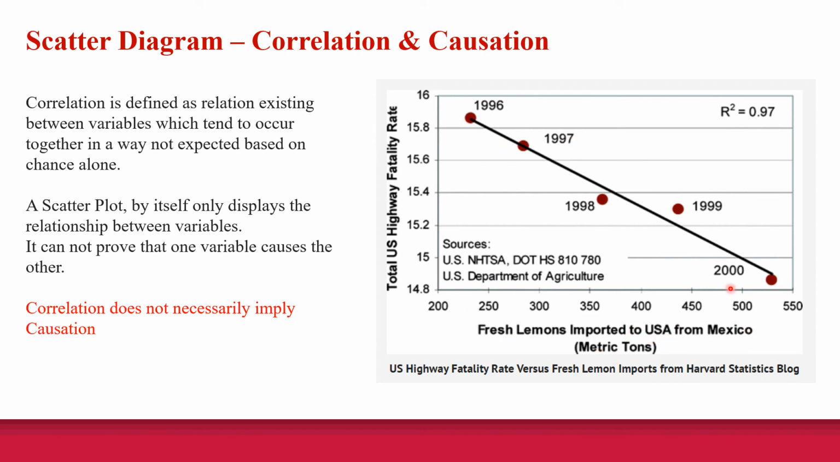And so you can get these weird relationships where it looks like, oh my gosh, in 1996 we imported a lot of lemons, and down here in 2000 we didn't import many, and we didn't have as many accidents. So it looks like there's a relationship between highway deaths and the number of lemons imported from Mexico. It plots on a straight line, so mathematically this makes sense, right? But just because something is correlated like this doesn't mean one causes the other. It could just be happenstance, right? So you have to be real careful with scatter diagrams.